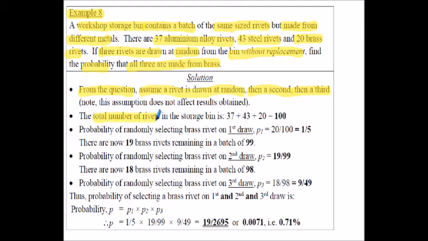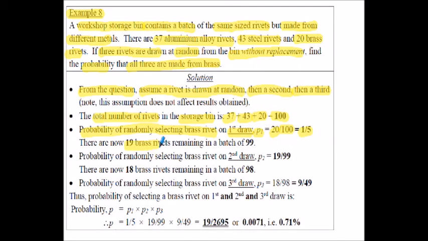The total number of rivets in the storage bin is calculated as 37 plus 43 plus 20 equals 100. Adding all the rivets up for the 3 different types of material, we get 100. The probability of randomly selecting a brass rivet on the first draw, P1, is 20, the number of brass rivets in the bin, divided by 100, the total number of rivets in the bin. That cancels to 1 upon 5.